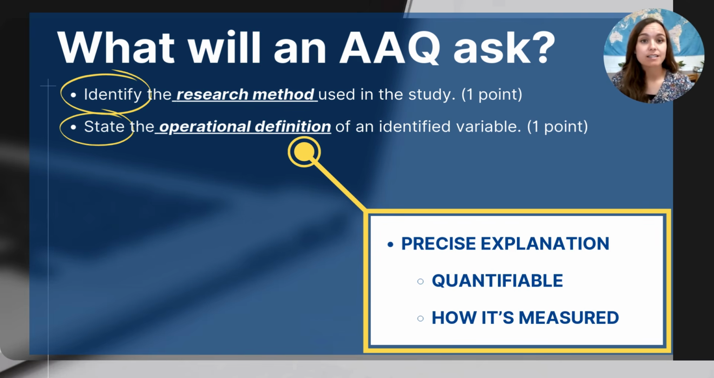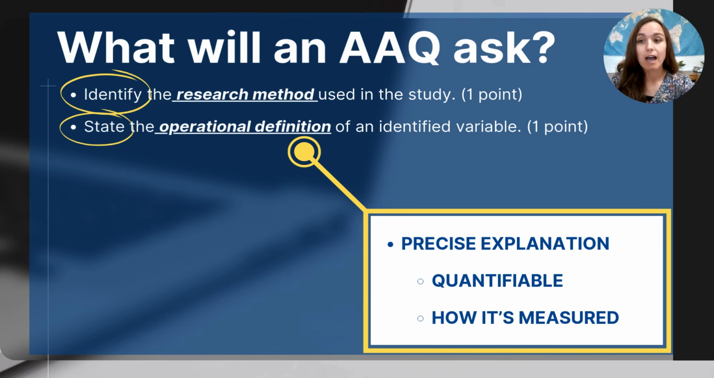Your second task in the AAQ is to state the operational definition of an identified variable. And they will tell you which variable they would like for you to operationally define. But in general, you can expect to see this as your second task. Now, remember, an operational definition is a precise explanation of a variable. It's usually a quantifiable explanation, something that future researchers could look at and would understand what your variables were. And if they wanted to reproduce this study, they knew exactly how to use the same variables that you have used. So an operational definition is a precise explanation of how you could measure that particular variable.